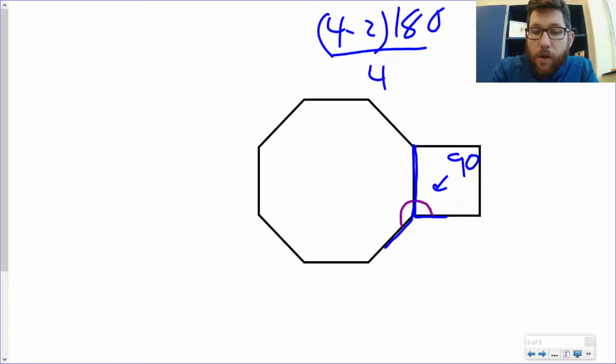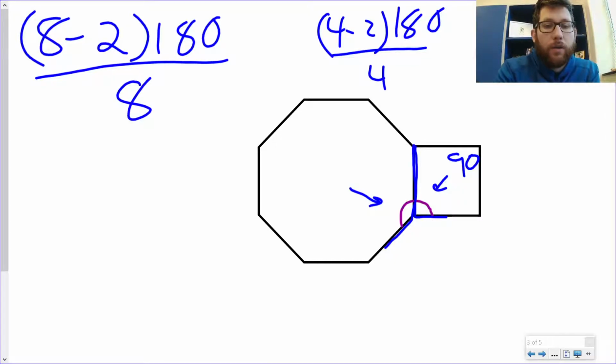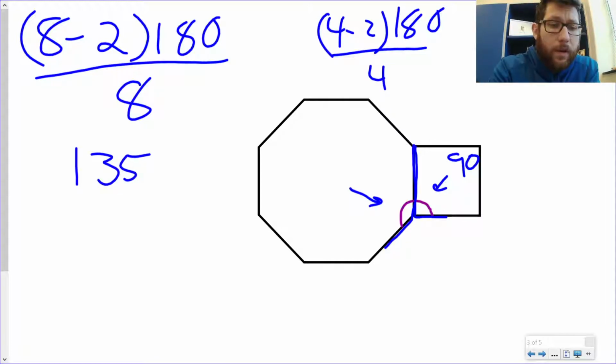Now, let's solve for this angle over here. So I've got 90 degrees on that side. Now on here, I've got what looks like 8 sides, so that's an octagon. So once again, if it's regular and I'm looking for one angle, I'm going to do my 180 times 8 minus 2 all over 8, and that should come out to 135. All right, so this piece is 135.